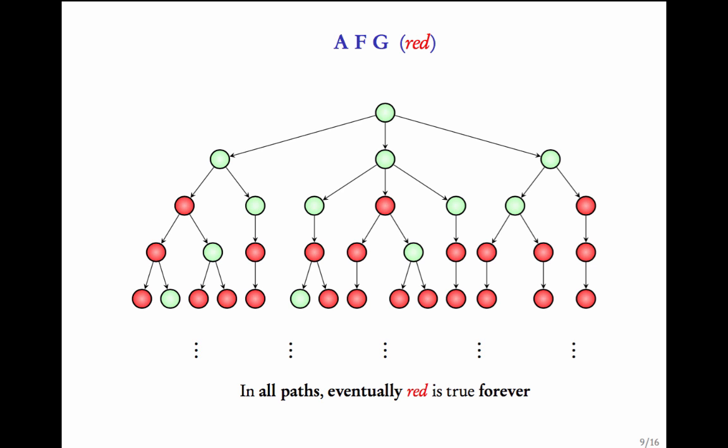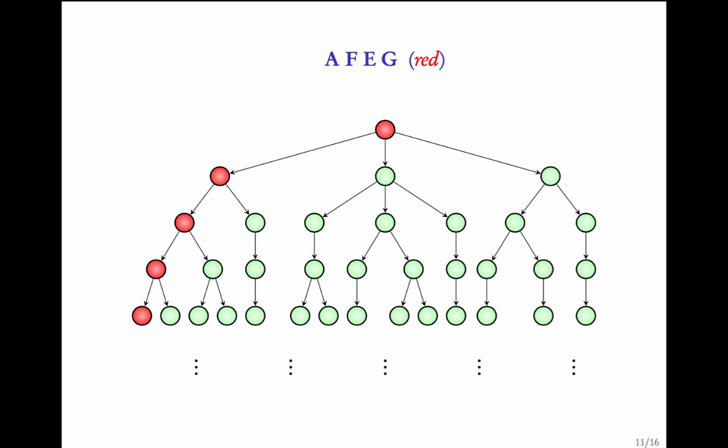So AFG red is a formula that can be expressed using CTL star and also LTL because it says that all paths should eventually see P1 forever. Here P1 was red and this is equivalent to the LTL formula FG P1. However, this cannot be written using CTL. The proof is complicated. Here I have given you two examples of CTL formulae which are not equivalent to AFG red.